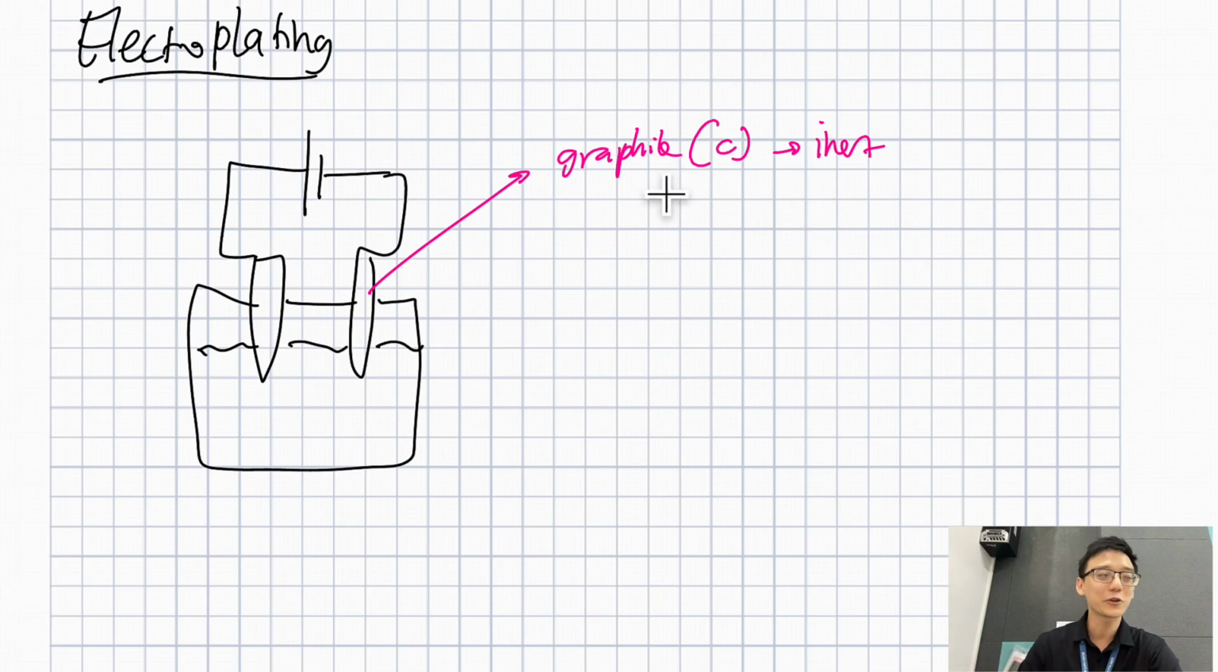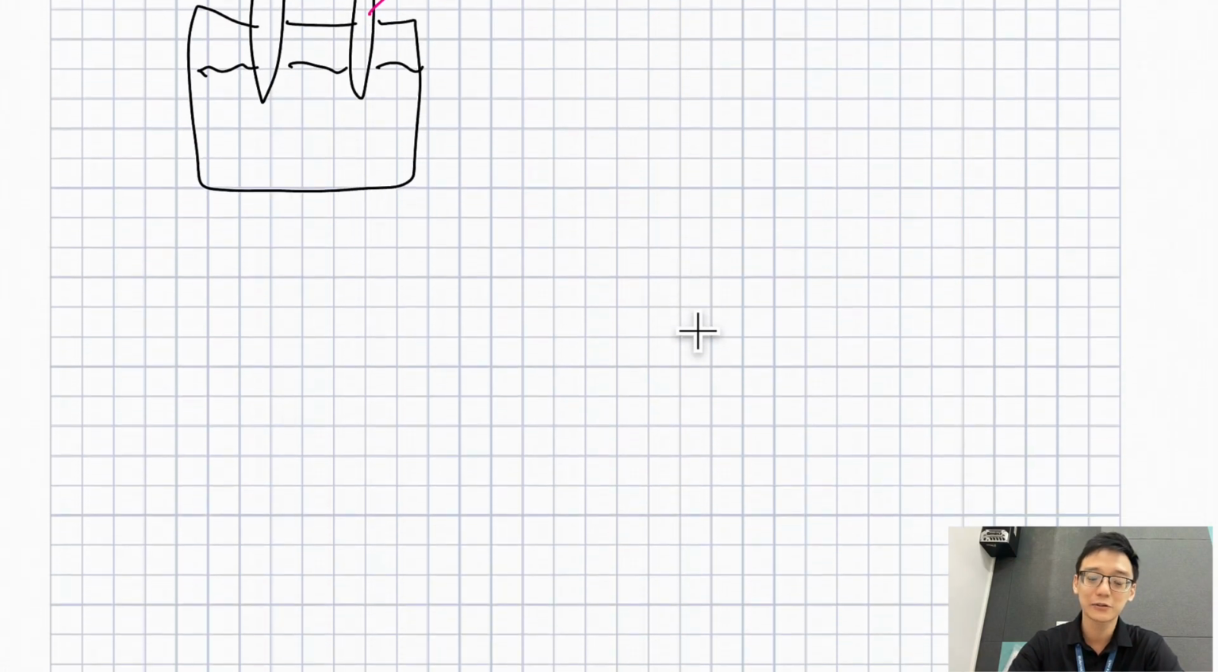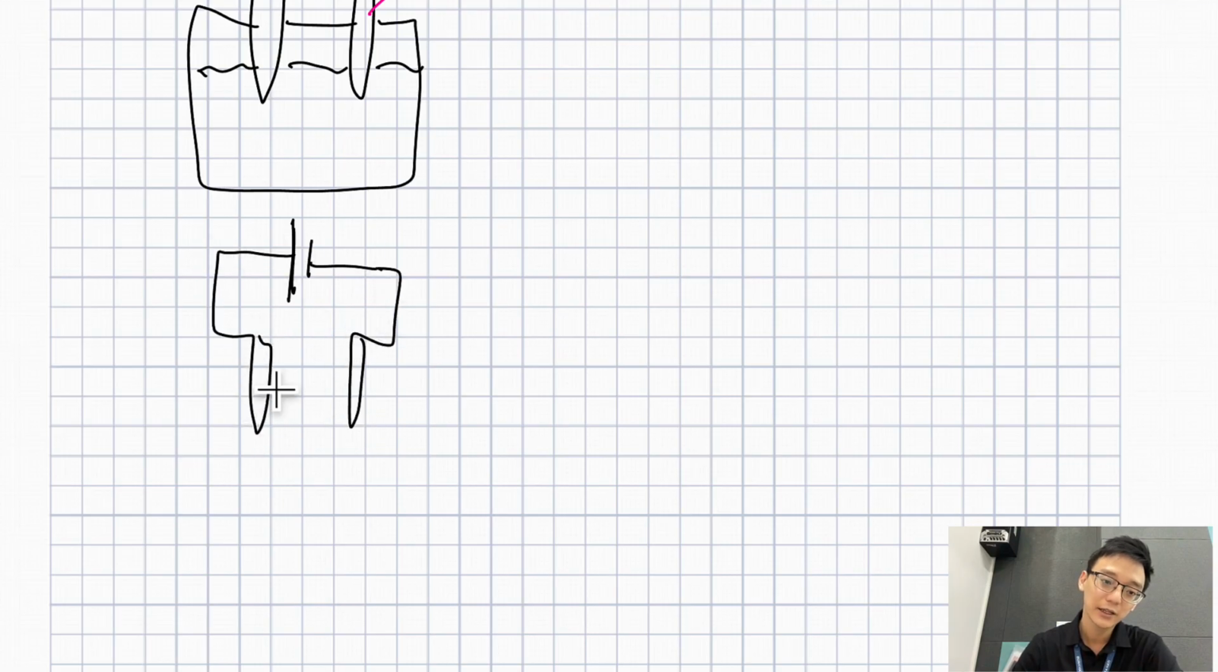Why would we like to use inert electrodes? So that these electrodes will not affect the result of the electrolysis. It's also stable and it can conduct electricity. Conductive, stable. Now imagine that we use different electrodes. Typically, one that often appears in IGCSE questions will be copper electrodes.